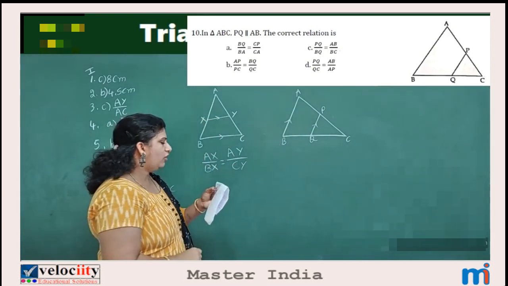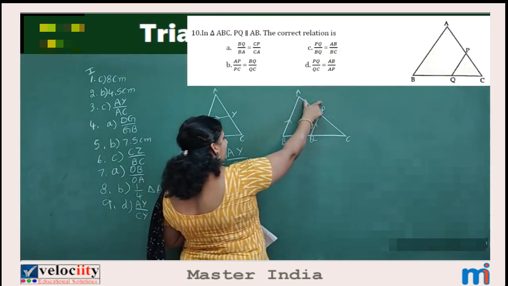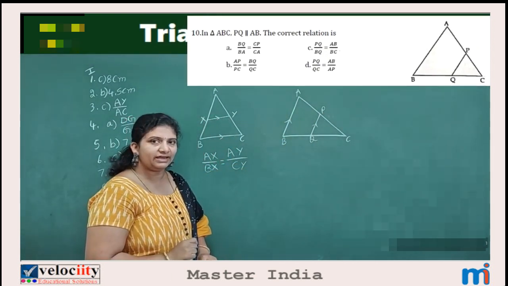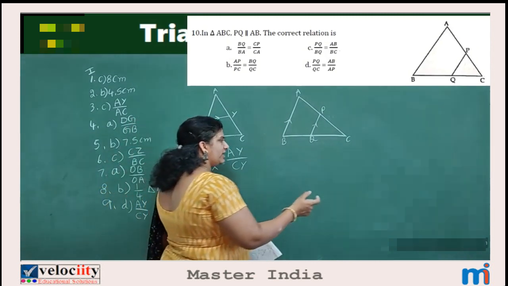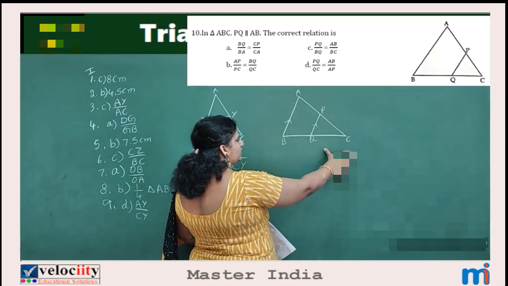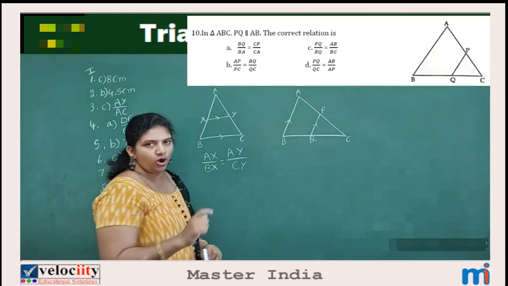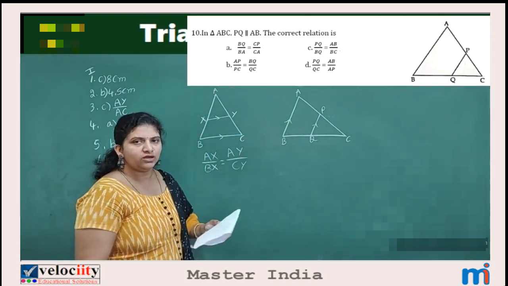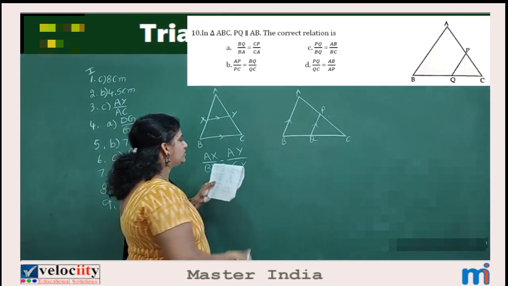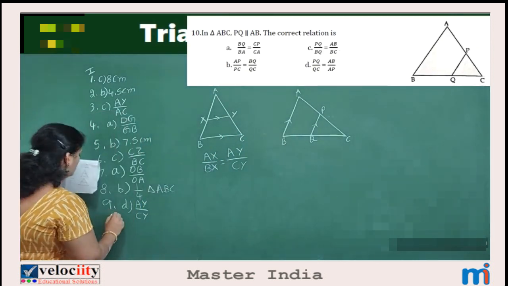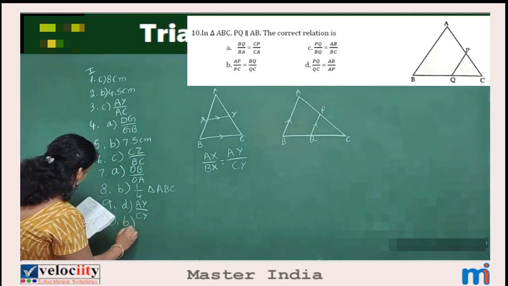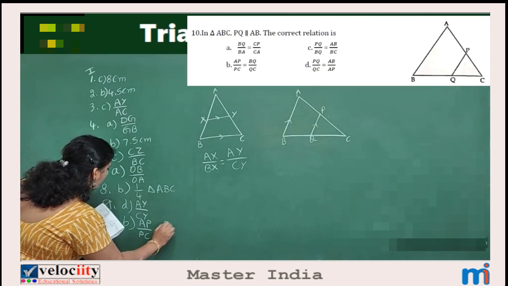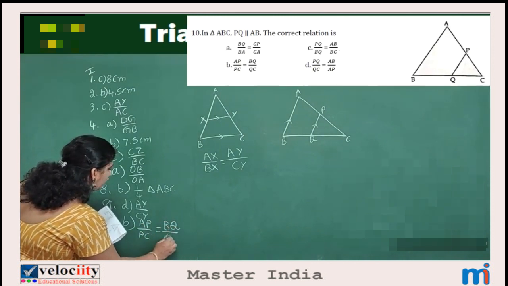Option A is wrong. Option B, AP by PC is equal to BQ by QC. Yes, this is the right answer. Either you may say CP by AP equal to CQ by BQ, or AP by PC is equal to BQ by QC. Both the ratios are correct. So I go with option B, AP by PC is equal to BQ by QC.